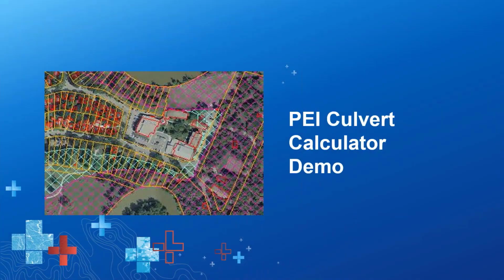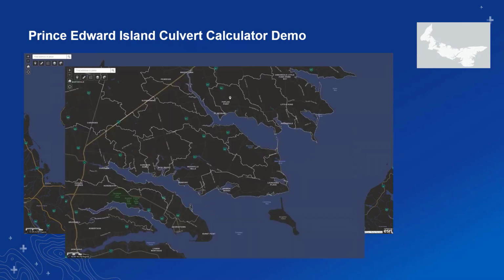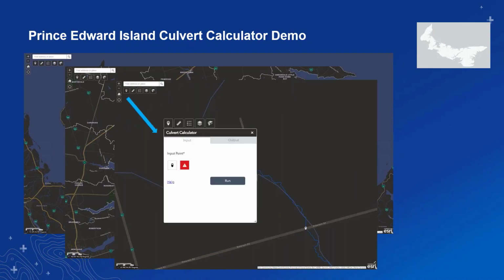So let me show you how it works. It's a Web App Builder application, and you start at the full extent of the province. You zoom in at the general area of interest until you can see enough detail to place your point of interest. You open the GP tool pointing to the culvert calculator service. Place the point where you want the culvert designed, for example, at this point at the intersection of the stream and the road, and run the tool.